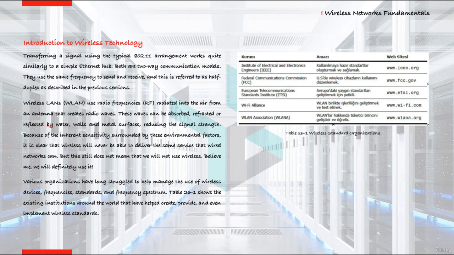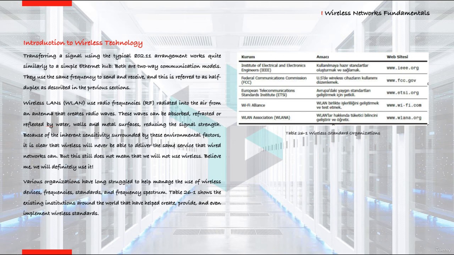Wireless networks use radio frequencies emitted into the air from an antenna that generates radio waves, which can be absorbed, refracted, or reflected by water, walls, and metal surfaces in such a way that the signal strength decreases. Because of these environmental factors, wireless networks will never be able to provide the same service as wired networks, but this does not mean that we will not use wireless networks. Of course we will use wireless networks, as there is no life without wireless today. Our mobile phones, computers and other devices are connected to the internet through wireless networks.